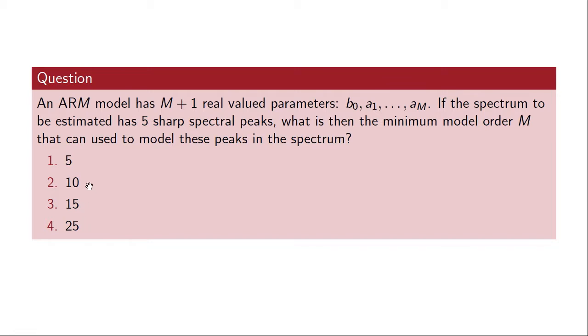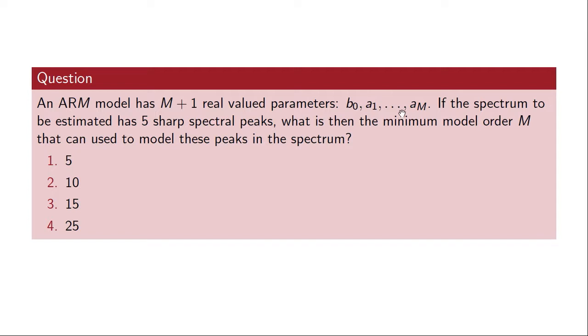Well, the correct answer is option number 2. We would need 10 of the A parameters, so in total 11 parameters of the model, or we would need an AR10 model to describe a spectrum with 5 sharp peaks. And the reason for that is that the A1 to AM parameters characterize the poles of the transfer function of the filter underlying the autoregressive model.